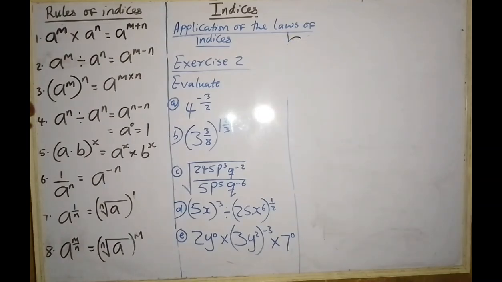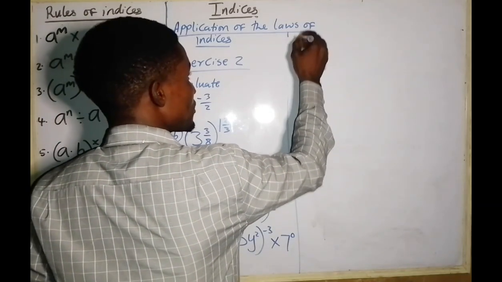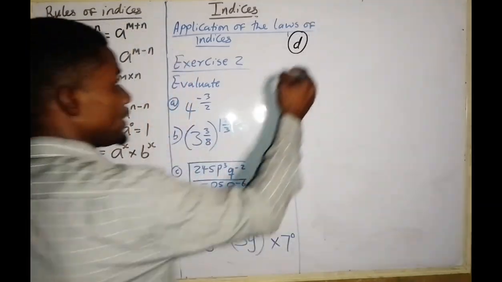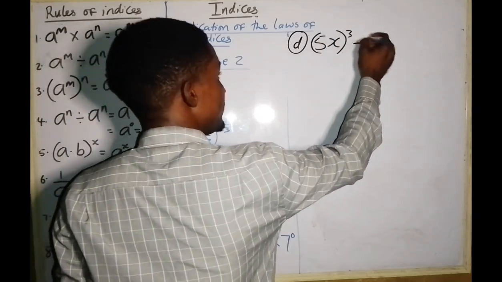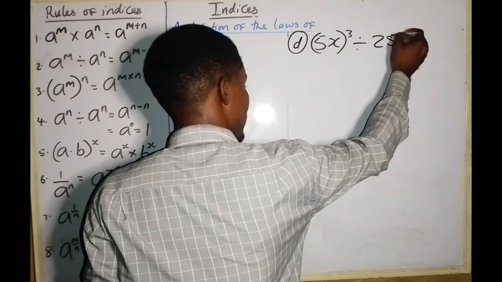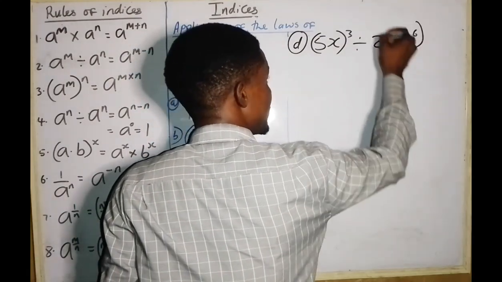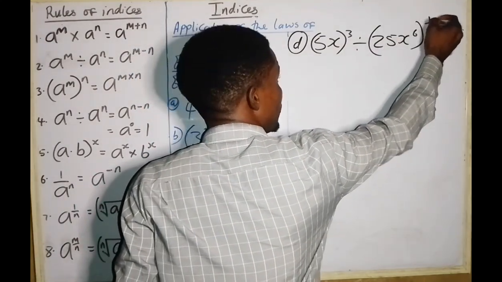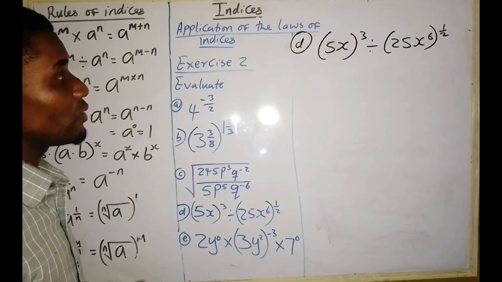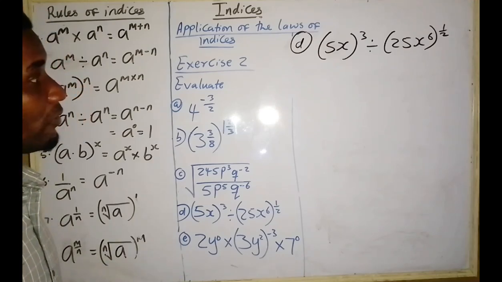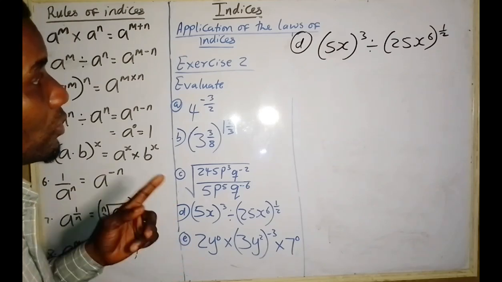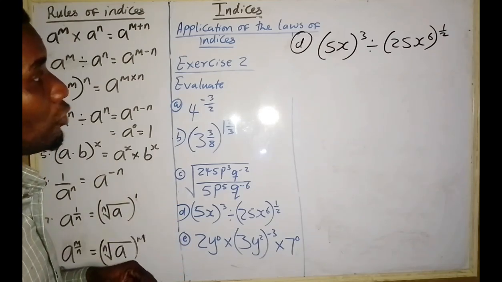Now let's move to the fourth question. Question 4 says evaluate 5x raised to the power of 3 divided by 25 x raised to the power of 6, close bracket, raised to the power of 1 over 2. If you take a look at the question here, to solve this question we are going to apply 3 to 2 laws of indices here. The first law we're going to apply here is the root power law.